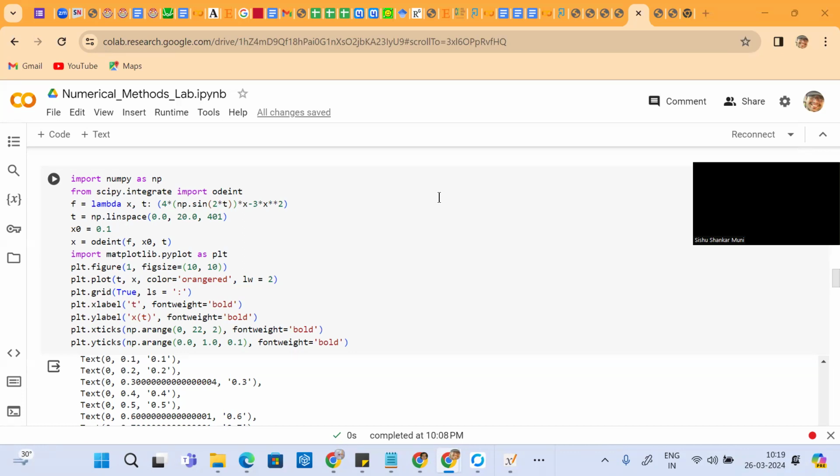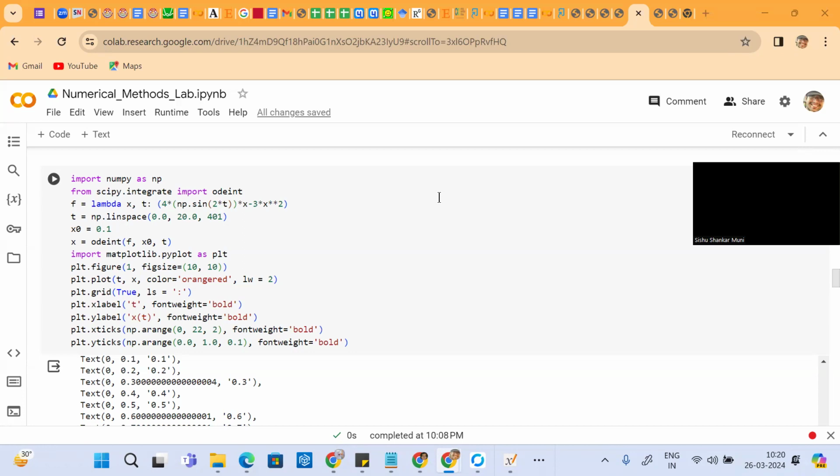Okay. So you can see I am setting the figure size to 10, 10, and it is plotting t, x. Okay. So x is the output. T is between 0 to 20. So x is the output from odeint, and that will be stored in your x data. All right. So the curve you will see will be in orange, and the line width is 2. If you make the width bigger, you will see thicker lines.